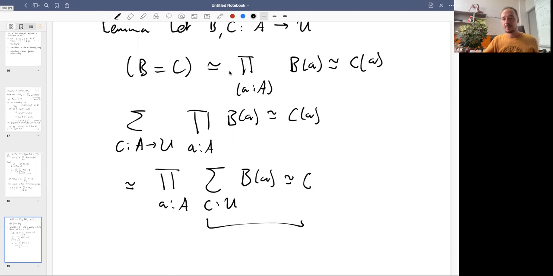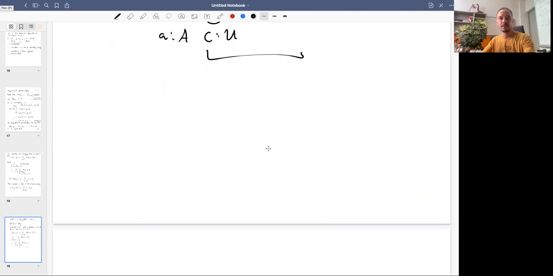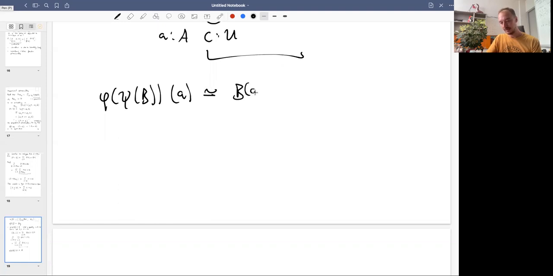Okay. So what we're really after here is this equation. So this lemma now says that it suffices to prove this for every a in A, to prove an equivalence. So we want to now show that phi of psi of B evaluated at a is equivalent to B of a. This is now the goal.